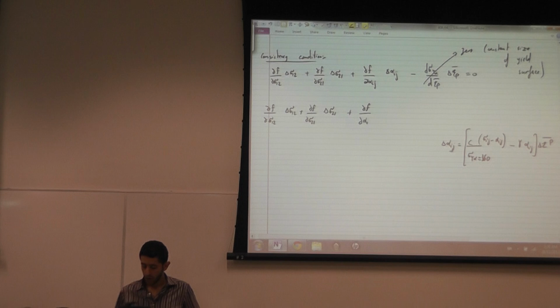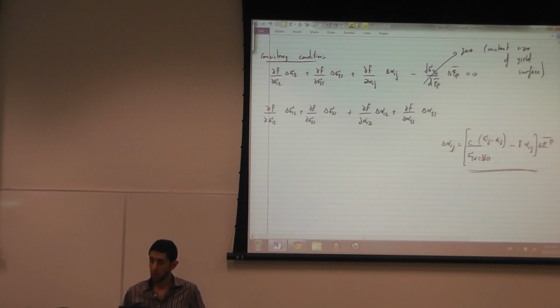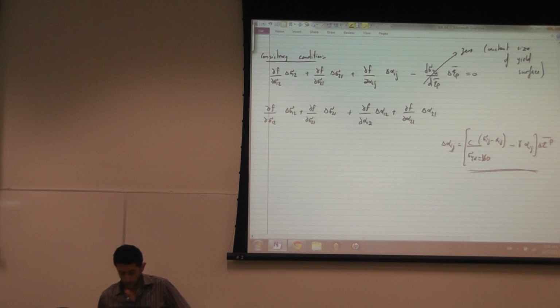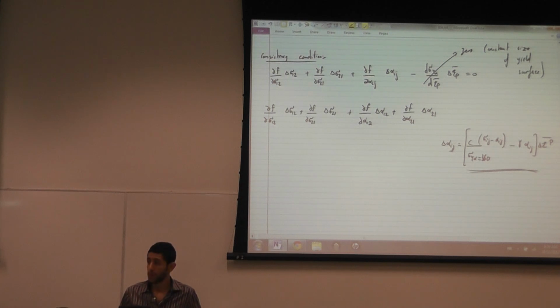And so this term will only be non-zero for alpha 12 and alpha 21. The only alphas that will develop as I load in shear are alpha 12 and alpha 21.